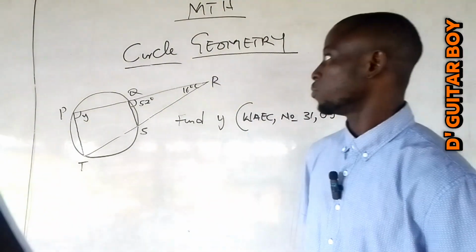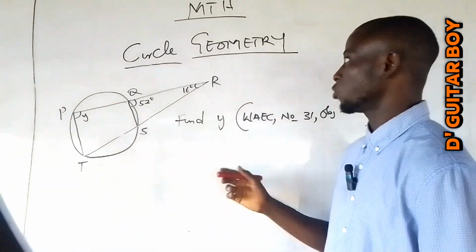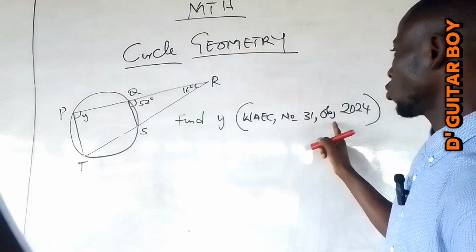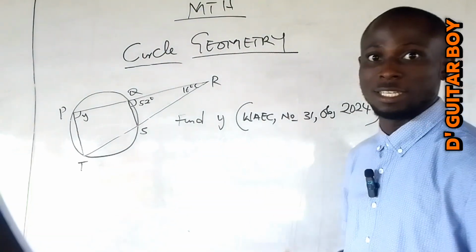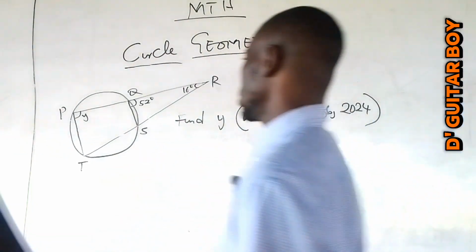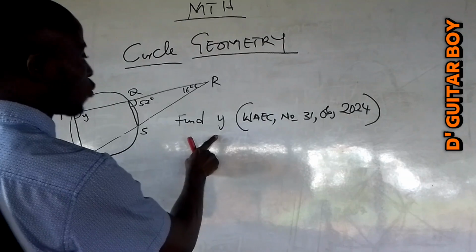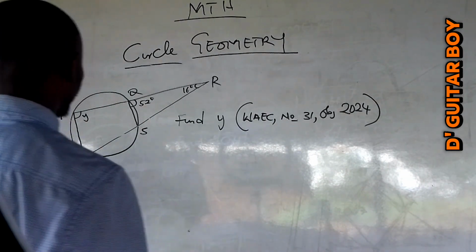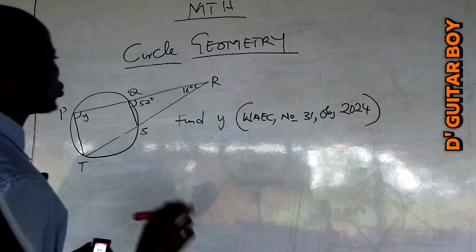Today we are going to be solving this particular cyclic geometry question, WAEC number 30, objective 2024, that is this year. So let's check the question. They ask us to look for Y. Without wasting time, we are going to look for Y. Then how do you look for Y?